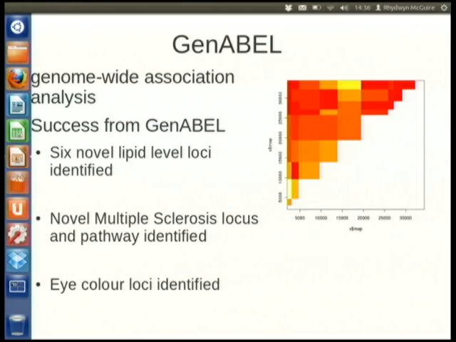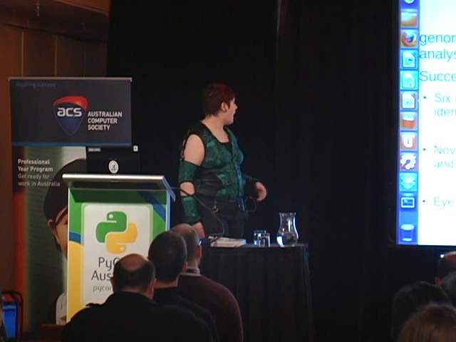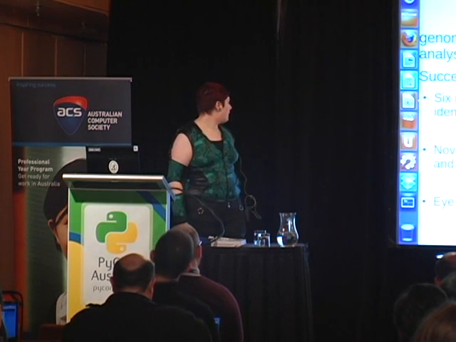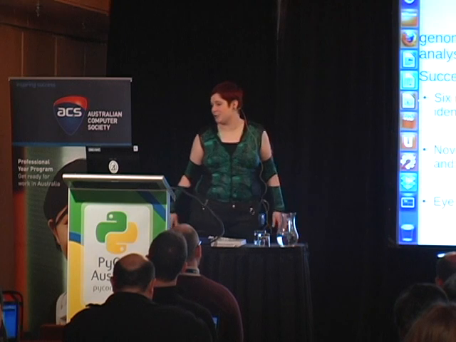6 novel lipid levels, so that's your blood fat level. That's a really important cardiovascular risk. So we've identified genes that are related to cardiovascular risk. That's really important. New multiple sclerosis loci. Again, another medical condition that through genetic research we can understand better and hopefully treat better. And eye colour loci, which is just cool.